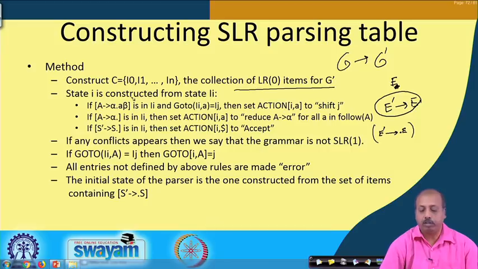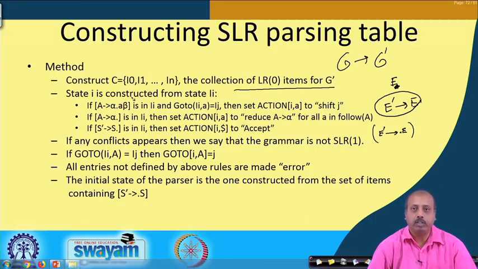From this set I 0, on various input symbols and grammar non terminals, we will have other items produced. So when we construct the items, we get I 0, I 1, up to I n. That is the collection of LR(0) items for the grammar.